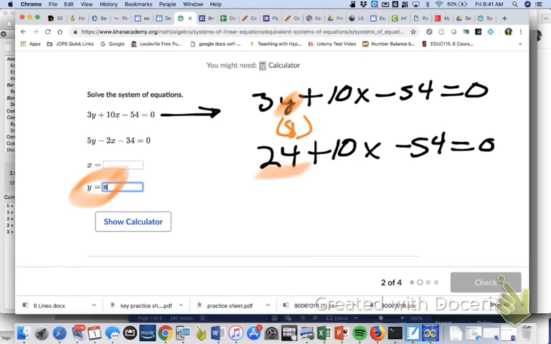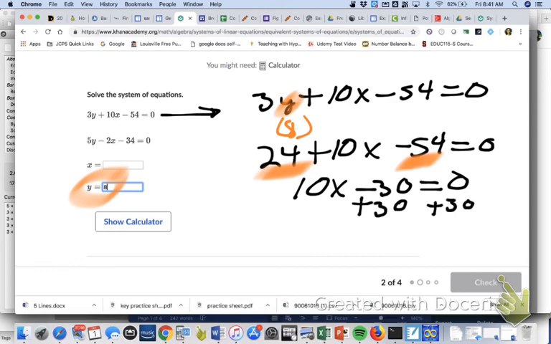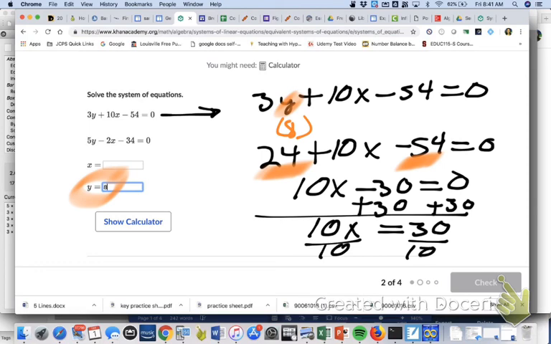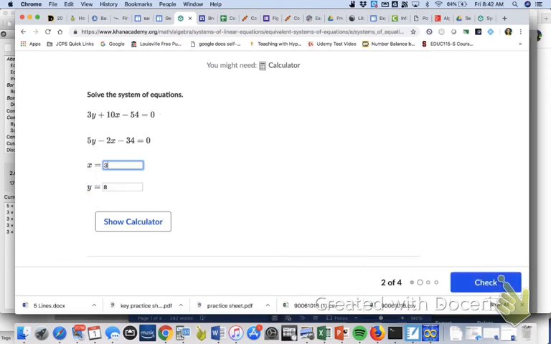I've got like terms I can combine because look, they're on the same side of the equal sign. So this is 10x minus 30 is equal to 0. I'm going to add 30 to both sides. That leaves me with 10x is equal to 30. Divide both sides by 10. My x coordinate is 3. So now I'm going to type that 3 in for x, and voila.